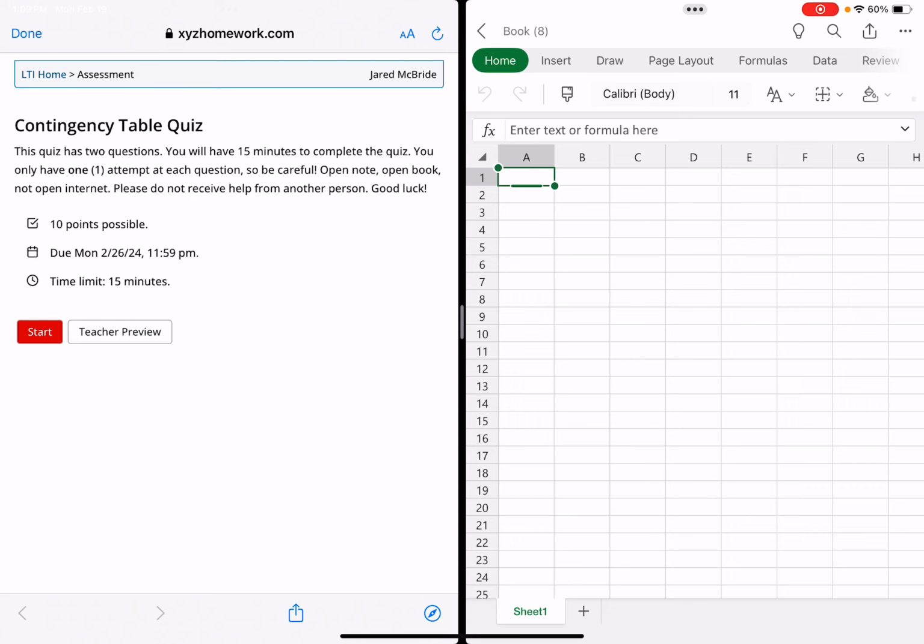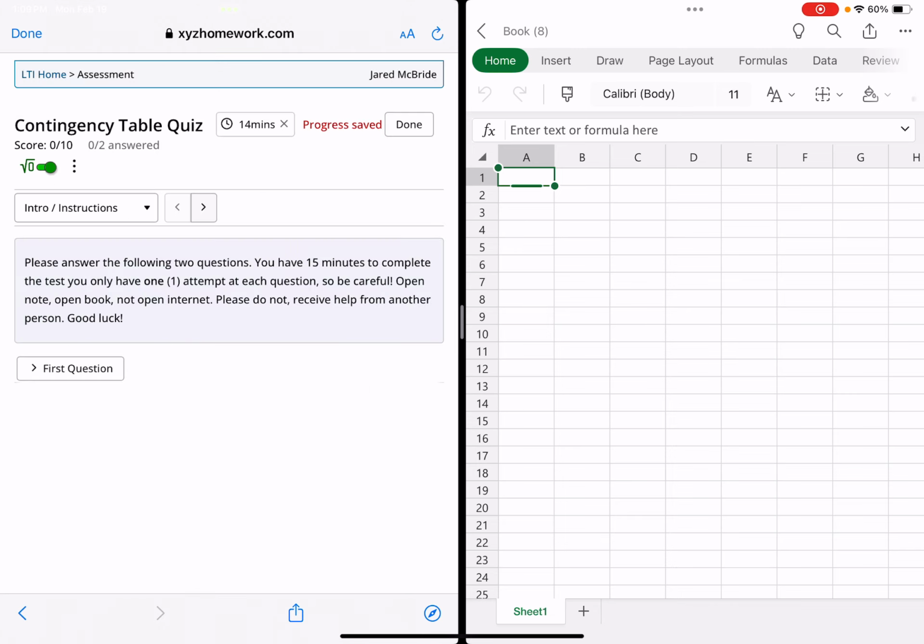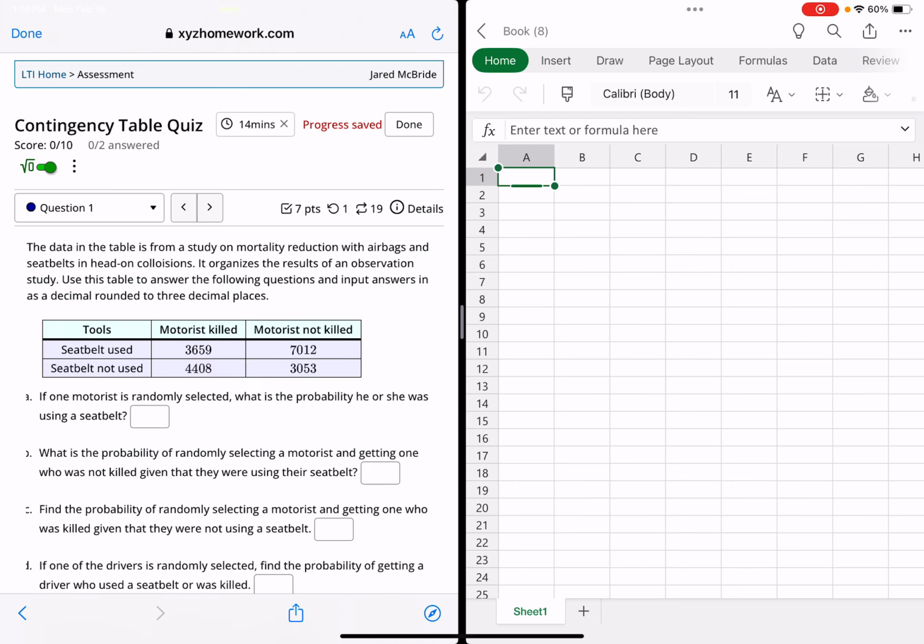Okay, let's go ahead and get started. Okay, it started. The assessment has a time limit. Oh, that's nice, it gives you a warning like that. All right, here we go. Enter. Please answer the following 2 questions. You have 15 minutes to complete the test. You will have 1 attempt at each question, so be careful. Open note, open book, open internet. Please do not receive any help from another person. Okay, very good. That's fine.